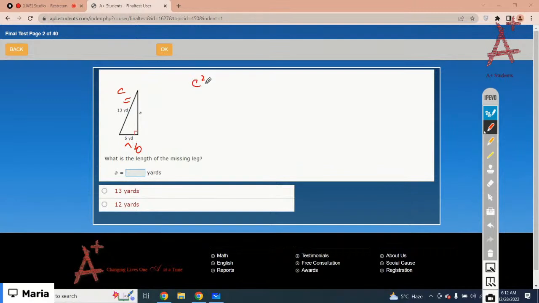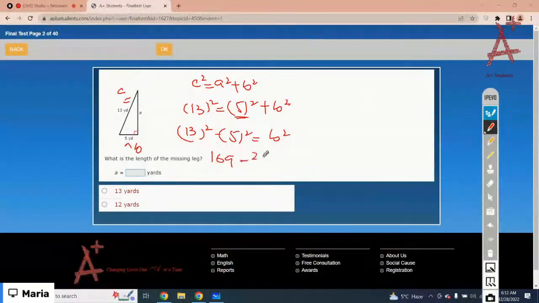It would be C square equals A square plus B square. C is 13 square equals 5 square plus B square. Move this to the other side. It would be 13 square subtract 5 square equals B square. 13 square is 169 minus 25 equals B square. It would be 144 equals B square. Square root both sides, so B equals 12. Got it?